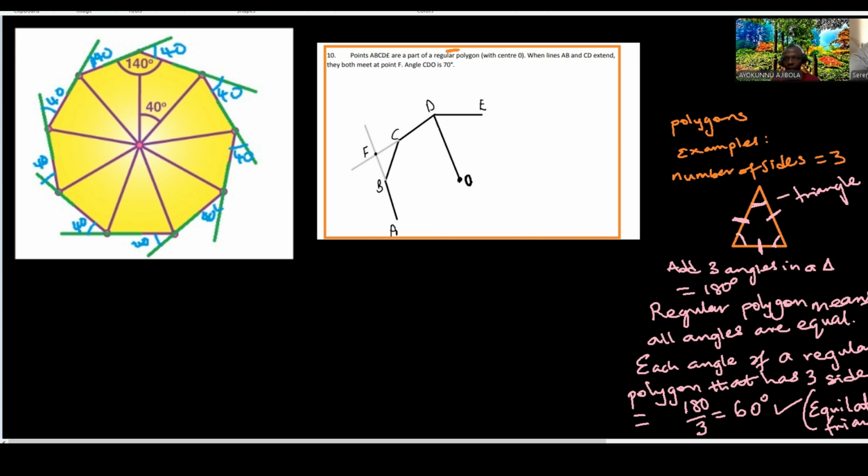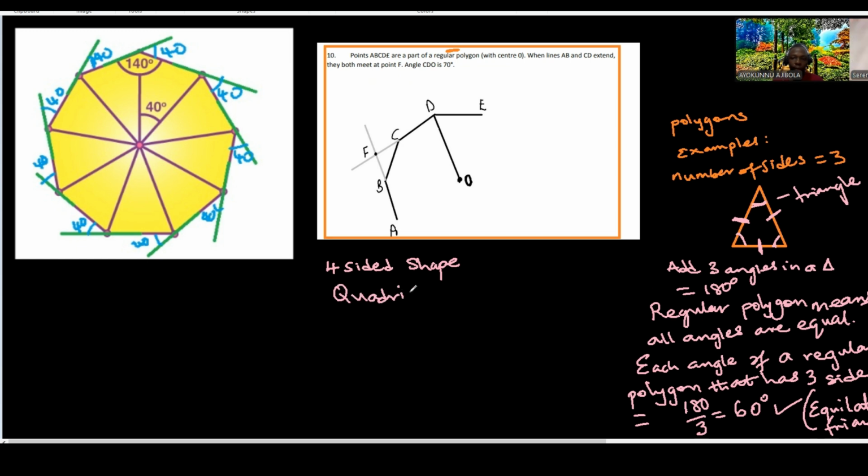Now, if a shape has four sides, what's the name of the shape? Wait, please don't touch anything and concentrate. If a shape has three sides, it's a triangle. If a shape has four sides, what's the name of the shape? A shape with four sides is called a quadrilateral.